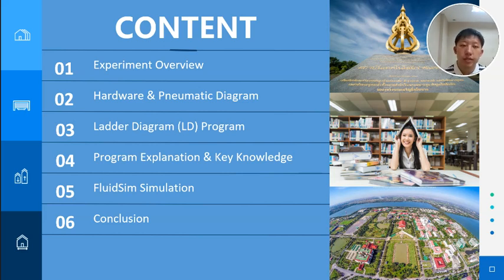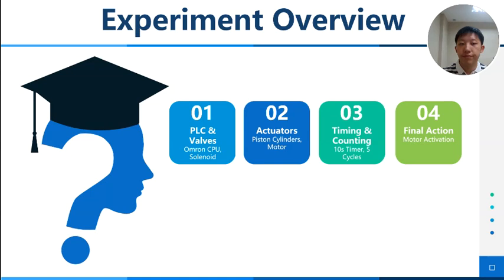This presentation will follow this structure. First, an overview of the experiment, then the hardware and the pneumatic diagram used, followed by a detailed look at the ladder diagram program. I will then explain the program and highlight key knowledge points, show the FluidSIM simulation results, and finally conclude the report.